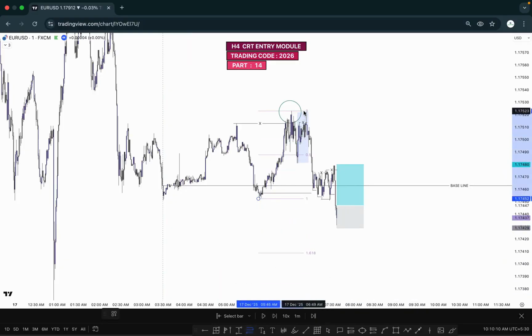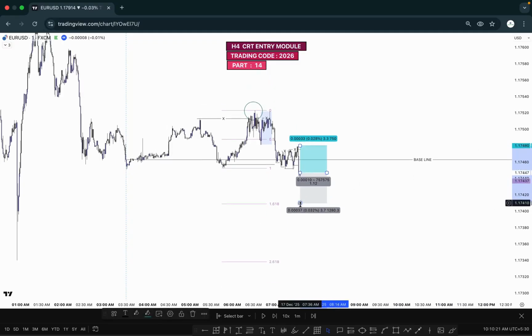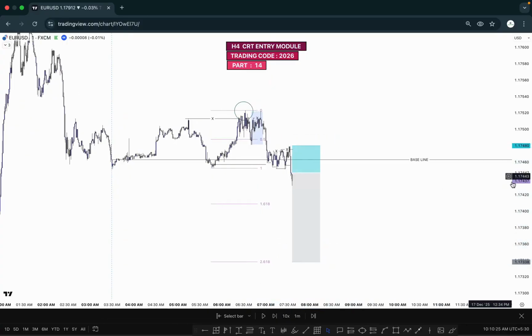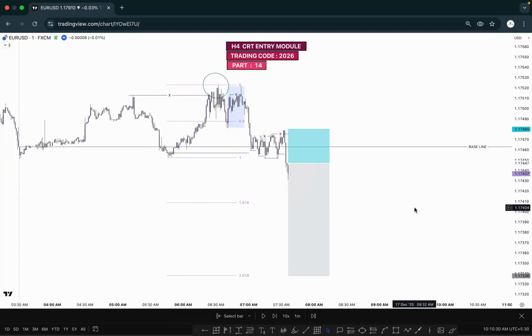Top to bottom right here. 1.618 is the first target, which is almost 1.1 RR. This one is not a fair target, so you can extend the target to 2.618, 2.618 RR. This one is here. So you will get almost 3 RR in this trade if the market hits our take profit right here. So I hope everything is clear till now.